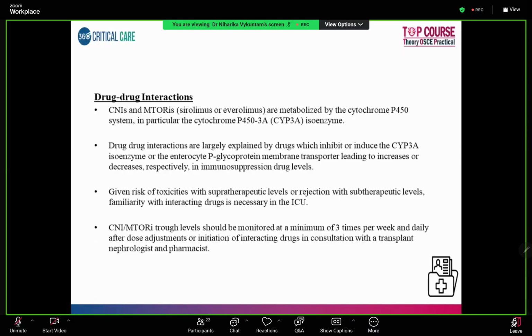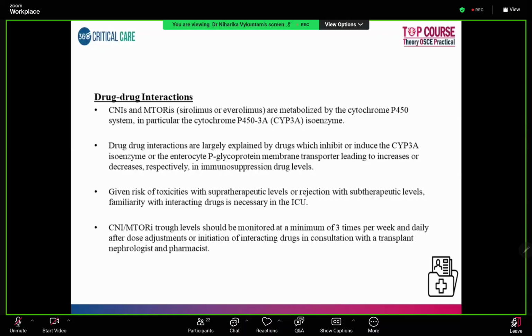Now, as I told, most of these immunosuppressive drugs are metabolized by the cytochrome P450 enzyme, particularly CYP3A. So we should be careful, as a lot of drug-drug interactions can occur with these drugs. When you are using any other drug, please check whether it has any drug induction or inhibitor effect, because supratherapeutic levels may cause toxicity and subtherapeutic levels may lead to rejection of the organ.